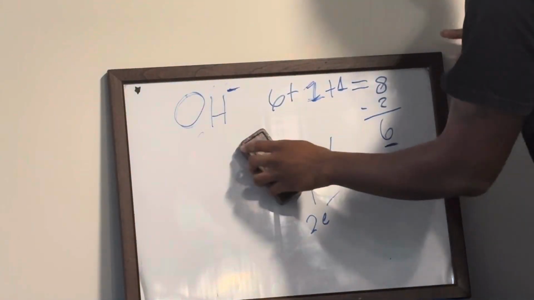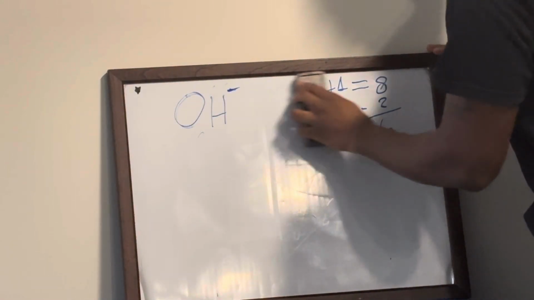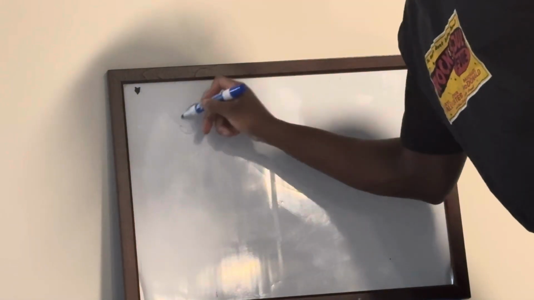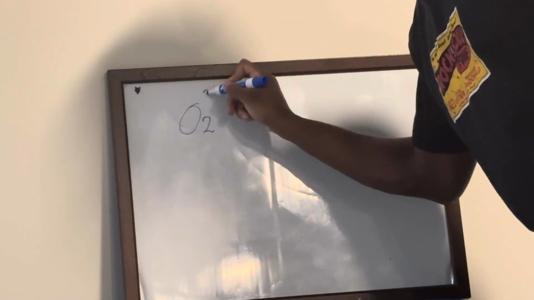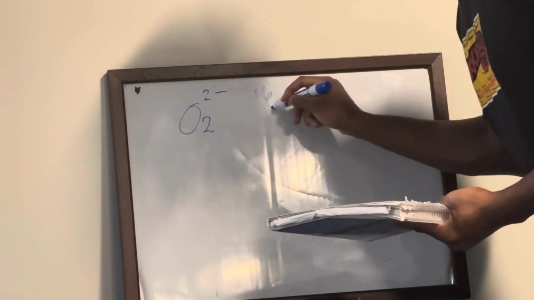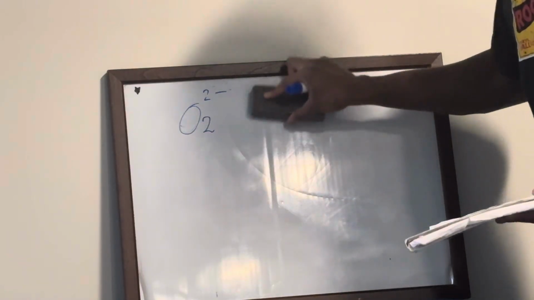Continue making our Lewis structures. We'll do another one. This is O2, 2 minus. Oxygen is in group 16, but really it's 6, so it has 6 electrons available.